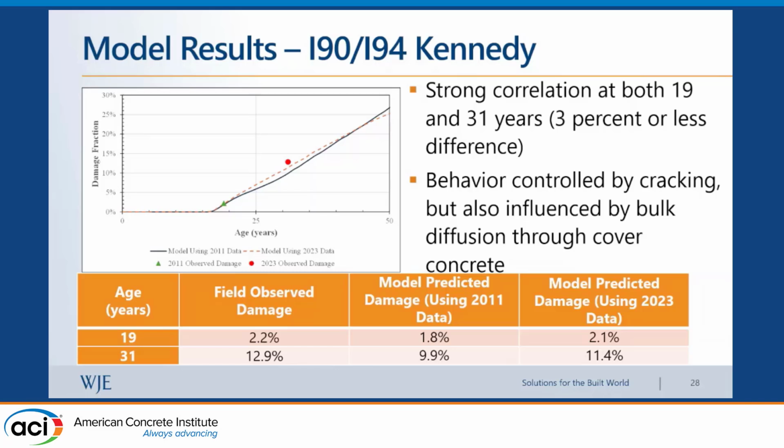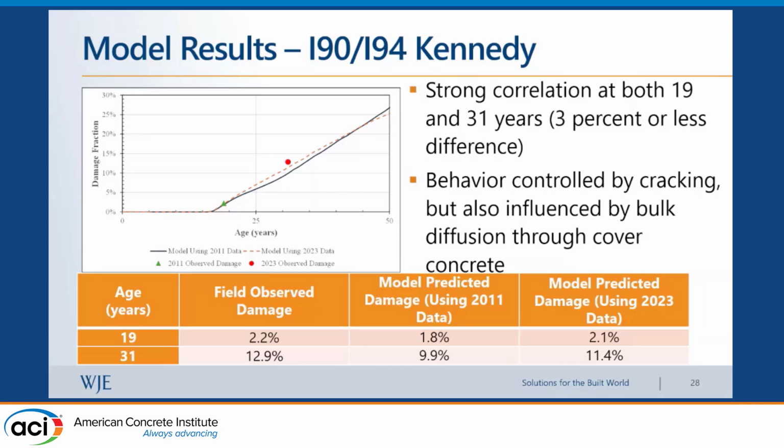Looking here at the series of bridges where we had much more damage compared to the other one, when we used the model inputs from 2011, ignoring all the data that we collected in 2023, we predicted at an age of 19 years, which is the age of the first investigation, 1.8%, compared to the 2.2% that we actually see on the structure. So this is pretty good agreement between the predictions and the actual damage that we have seen on the structure.